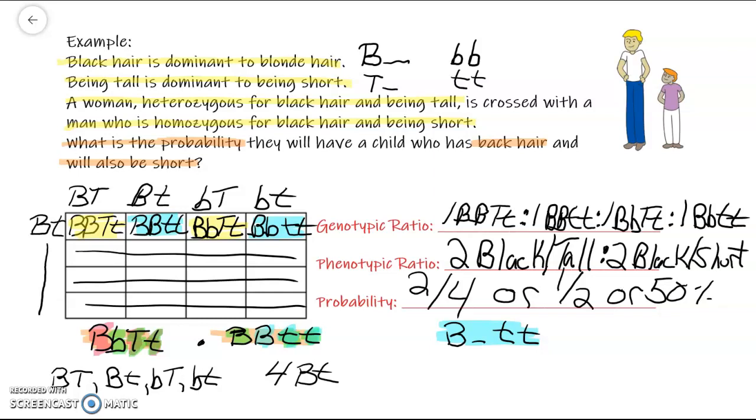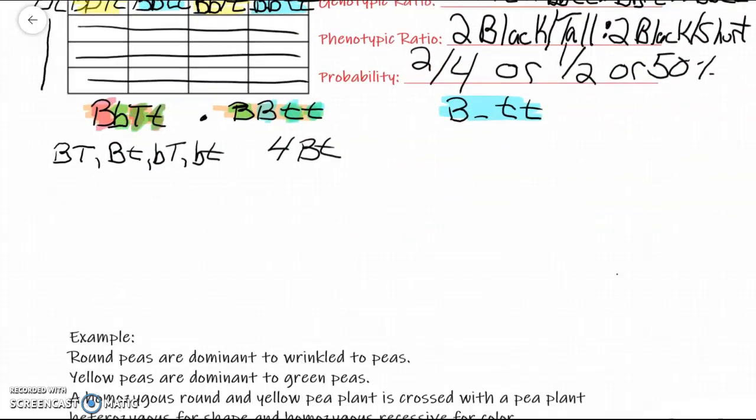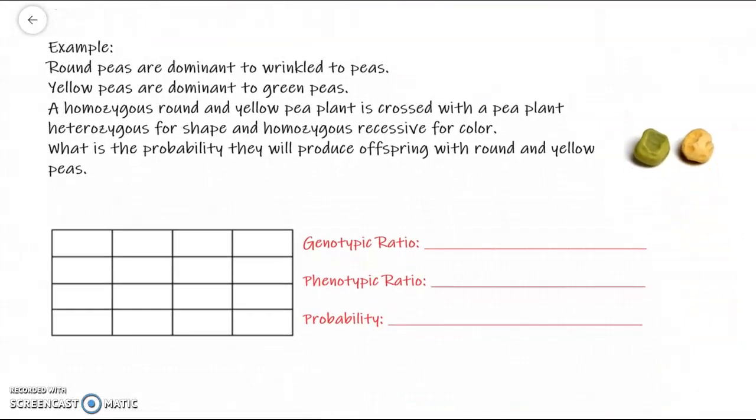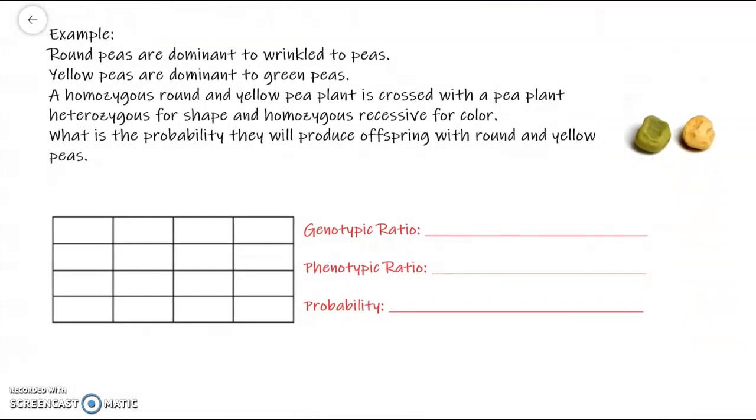All right, let me do one more example with you guys for the long version variety of what we do for Punnett squares here. So if I drag this down and look at this example real fast. Again, round peas are dominant to wrinkled peas, and yellow peas are dominant to green peas. So let's give some symbolism.